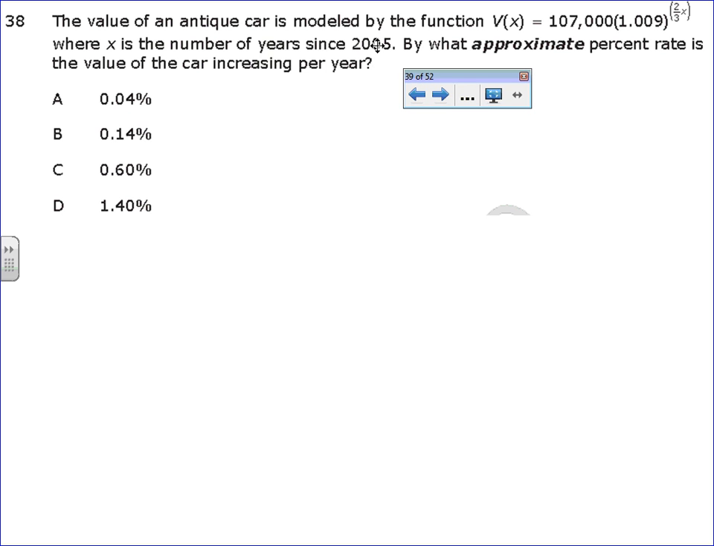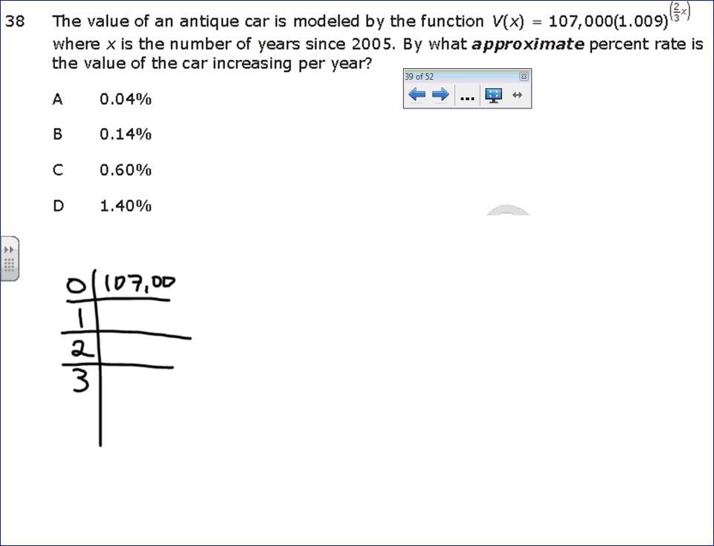Okay, so the value of an antique car is modeled by this exponential function. x is the number of years since 2005. By what approximate percent rate is the value of the car increasing per year? Okay, so what I did was I plugged this into my Y1, and then I went to the table function, and I recorded the first several values. So I put it into the calculator, went to the table, and then just started writing them down.